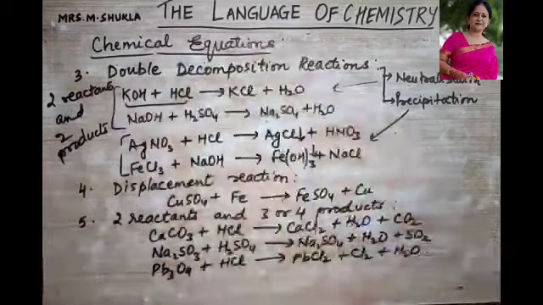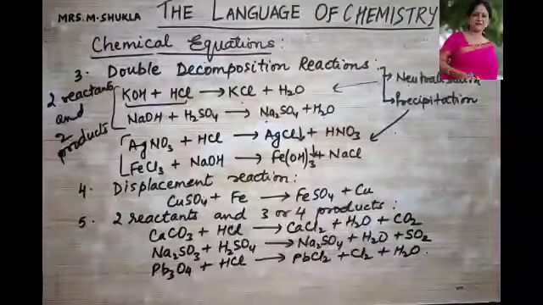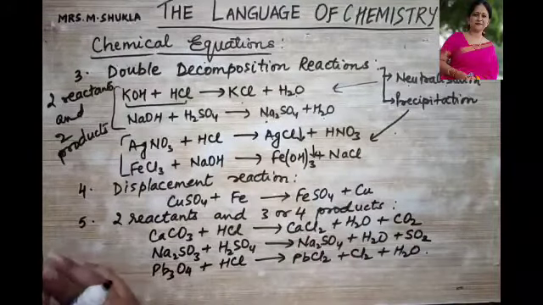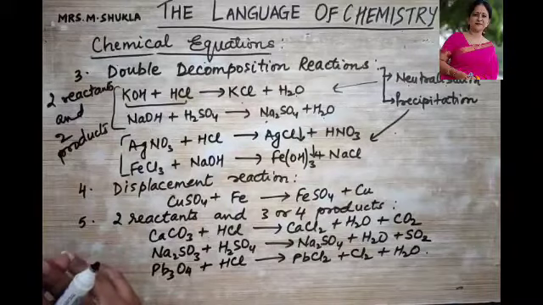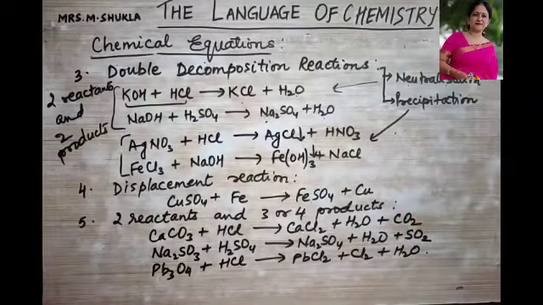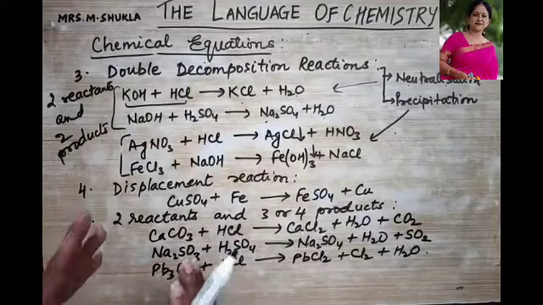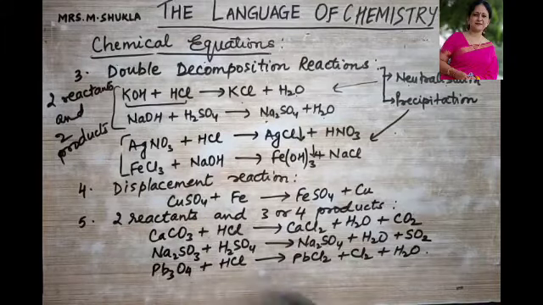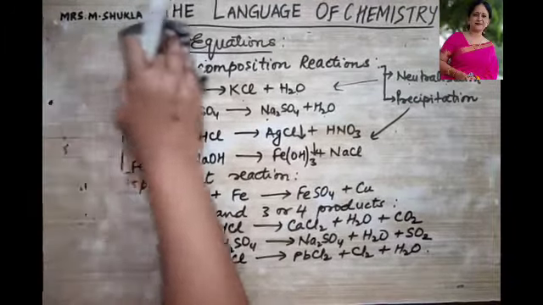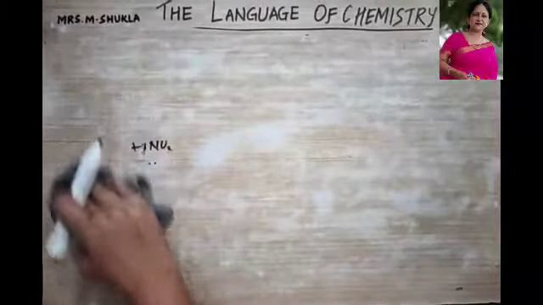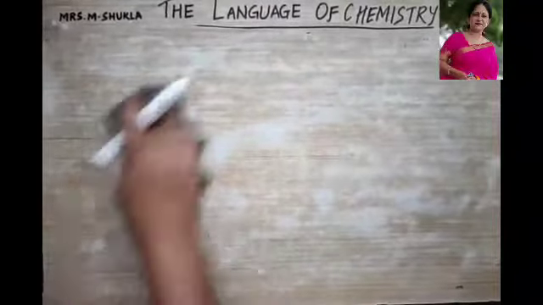This was all about the types of chemical reactions. Now we know the different types. What were they? Decomposition, synthesis, double decomposition (with neutralization and precipitation), displacement reaction, and certain reactions where 2 reactants give 3 or 4 products. Now let us move to balancing these equations. Balancing the equation you have already done in your previous classes so many times. So just a recap.